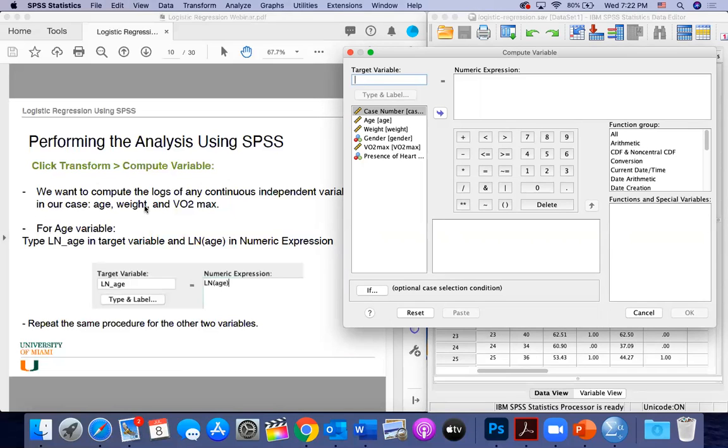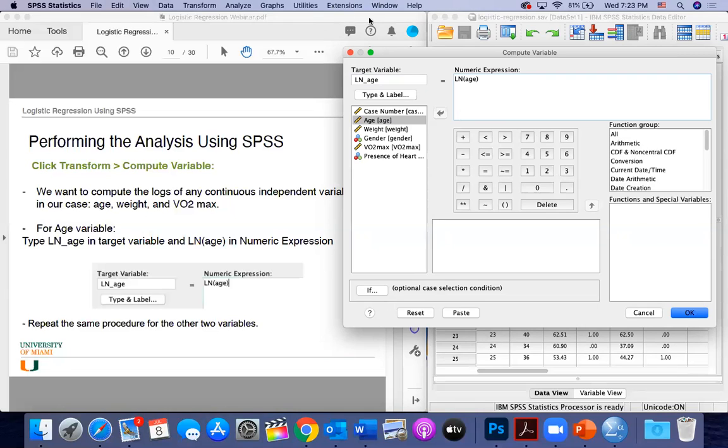Okay, so how can we do this? First, let's name a new variable, the target variable, and I will call it ln age. And the formula for computing the log of age is using ln, open a parenthesis, and just put age in it between the parentheses.